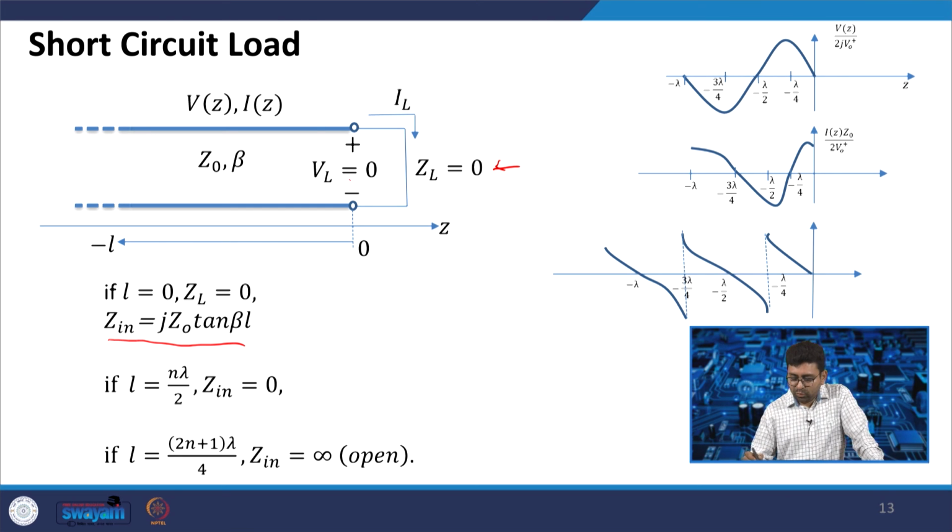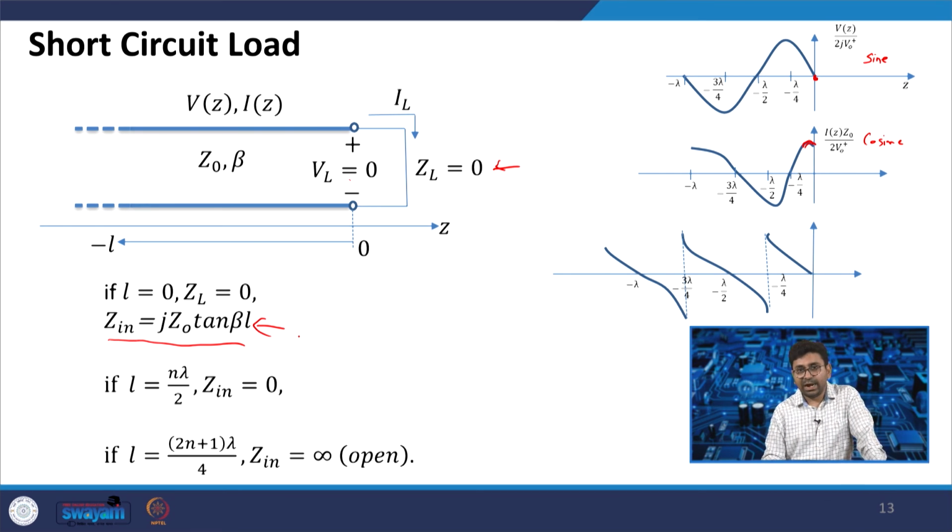If you try to plot the voltage, at distance z equal to 0 the voltage is 0, and the current is a maximum. This is a sine kind of function and this is a cosine function: the current behaves like a cosine function and the voltage behaves like a sine function. So, the ratio of sine and cosine, that is voltage by current, will give us tan beta L.